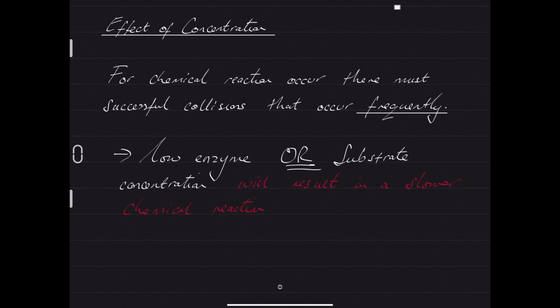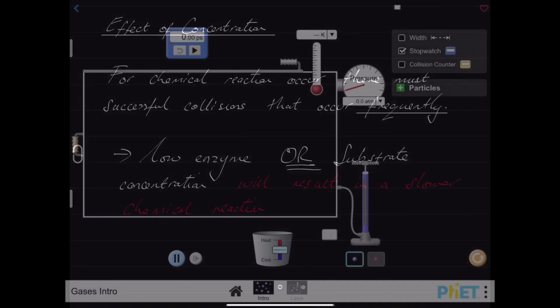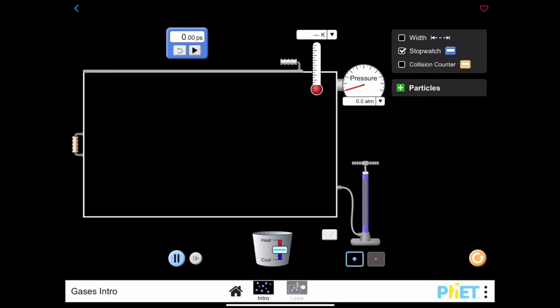But if you're struggling to visualize what's happening, I'm going to show you a simulation. This simulation deals with gas particles, but you can use it to model how enzyme substrate reactions also work. So let's take a look at this simulation. In this simulation, as you can see, this is going to be more for gas particles.